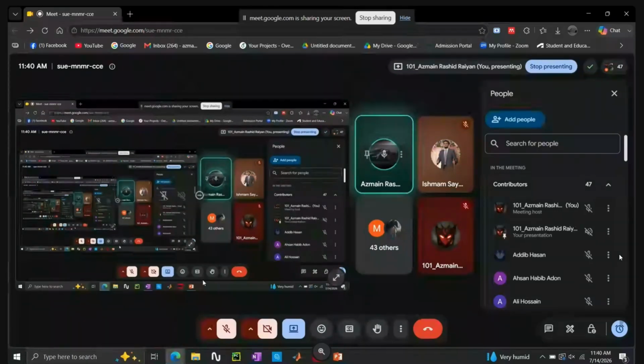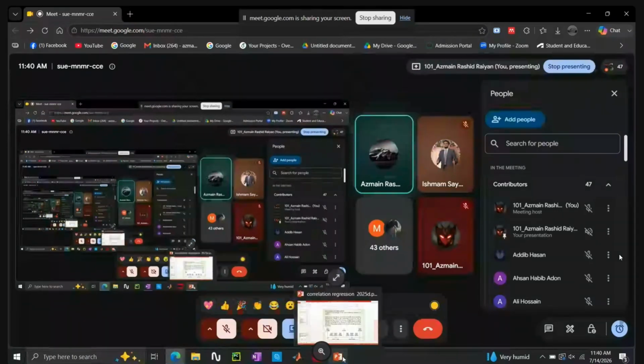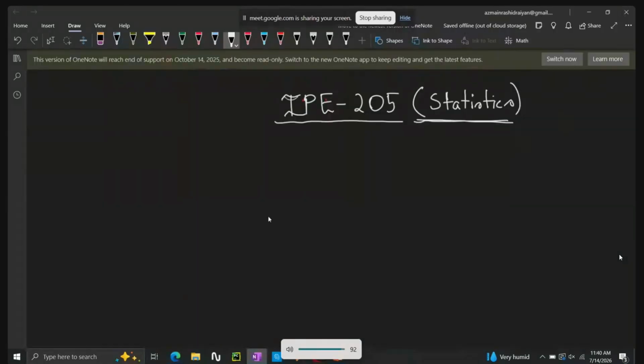Okay, so let's start. Today's topic that we are going to cover will be correlation and regression.